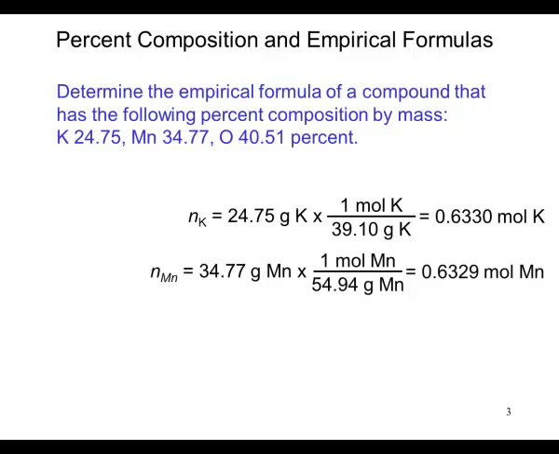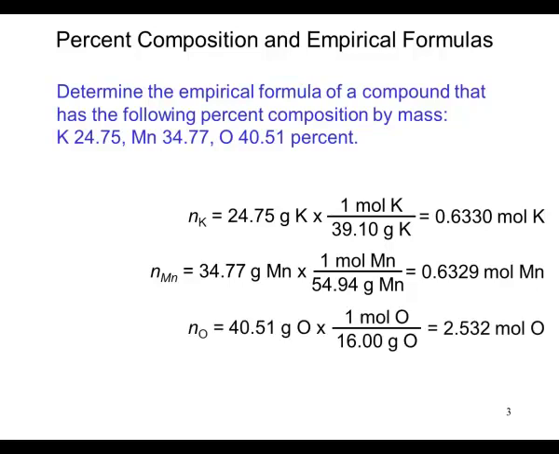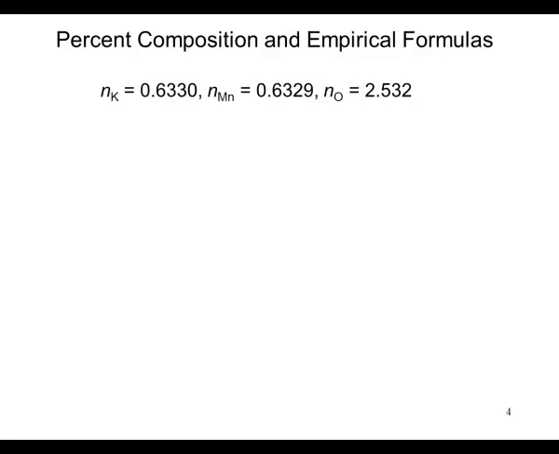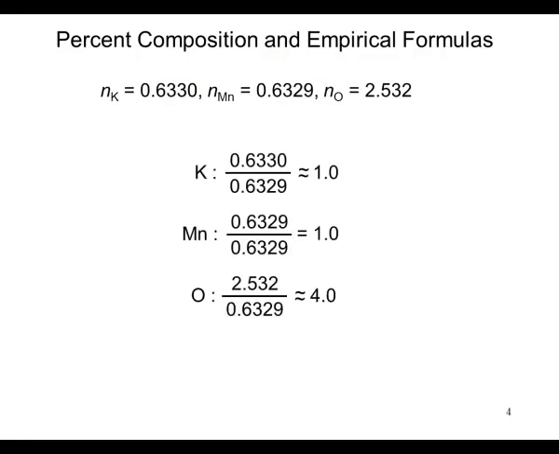The moles of manganese is 34.77 divided by 54.94, or 0.6329 moles. The number of moles of oxygen is 40.51 divided by 16.00, which equals 2.532 moles. We have the number of moles of each of the elements, but we don't have the simple whole numbers. To get the simple whole numbers, we take the smallest and divide it into each of the others.